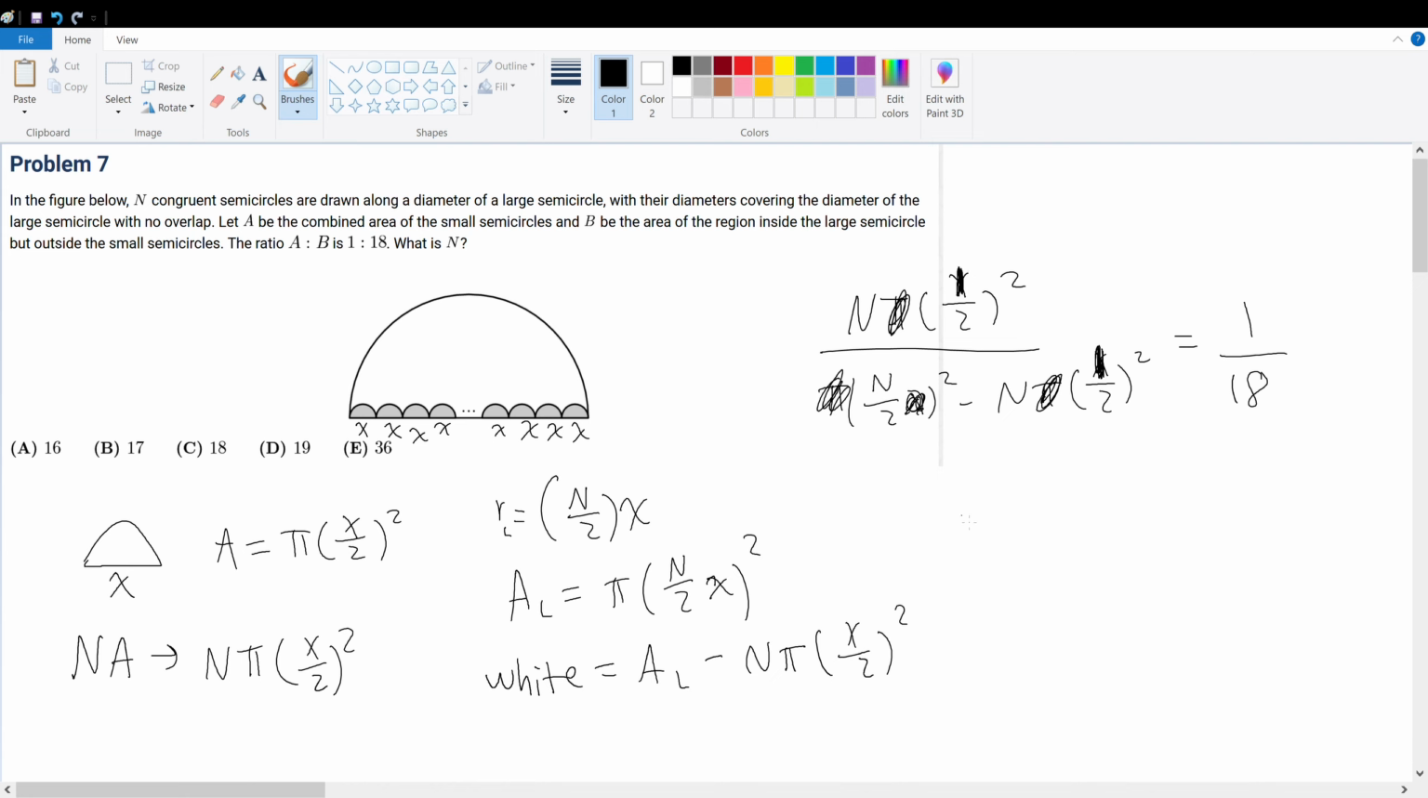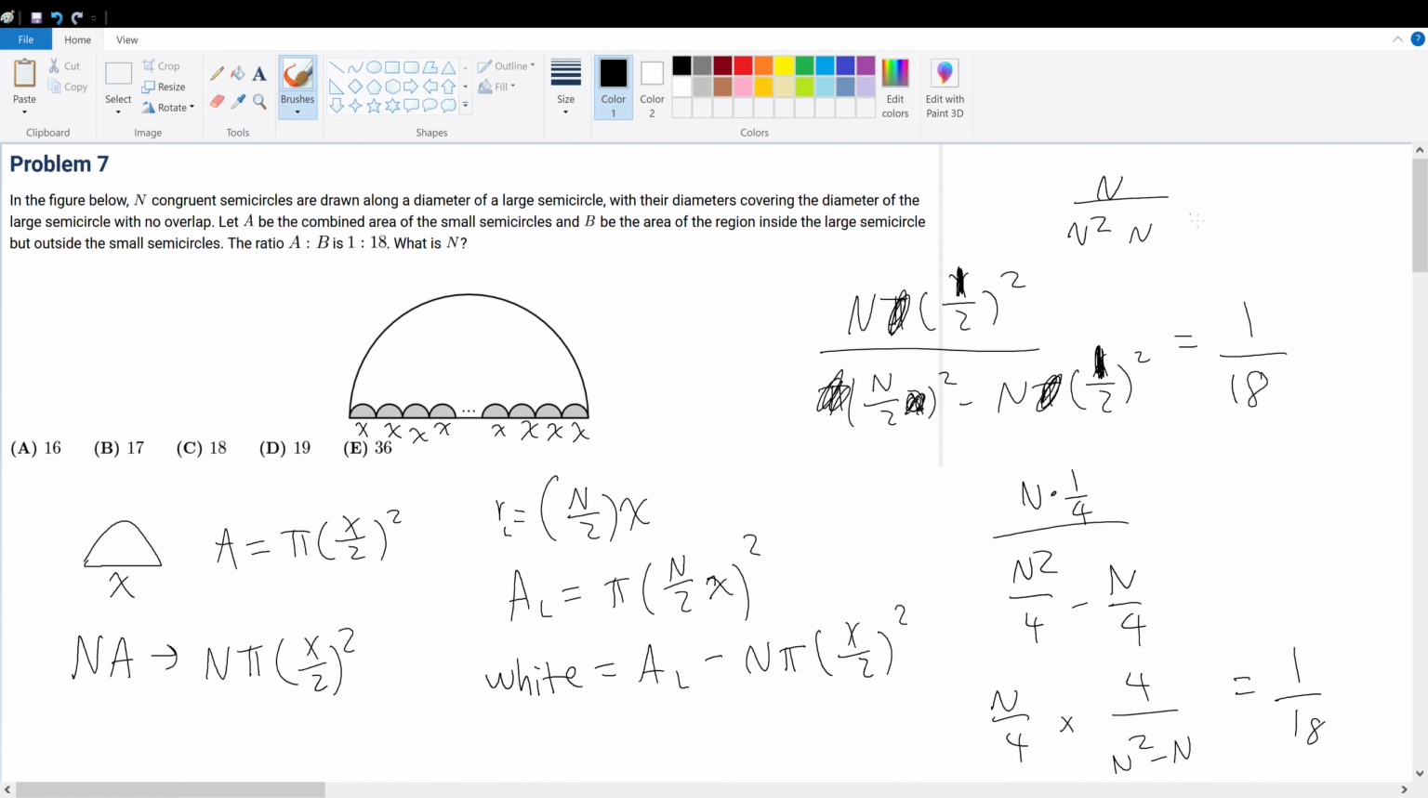So what does that simplify into? Well, that is n times 1 over 4 divided by n squared over 4 minus n over 4. So that means this is n over 4 times 4 over n squared minus n, which is equal to 1 over 18. So that means that n over n squared minus n is equal to 1 over 18. But we can factor out n and eliminate. So this becomes 1 over n minus 1 is equal to 1 over 18. So we basically solved for n at this point. n will be equal to 19. So that means your final answer choice would be answer choice D.